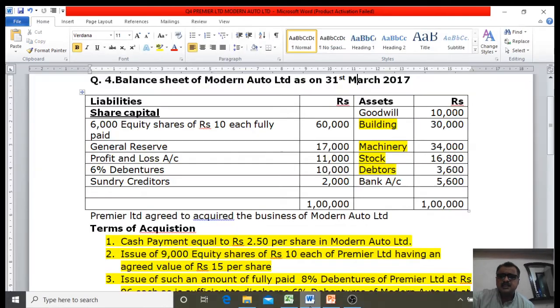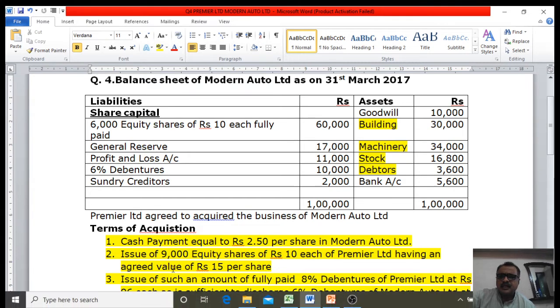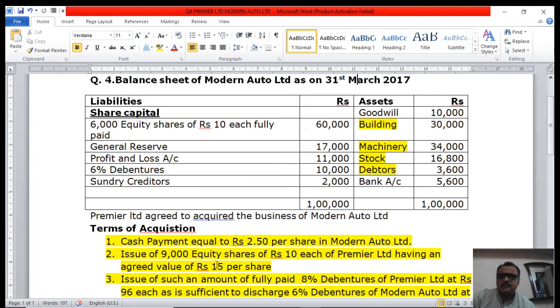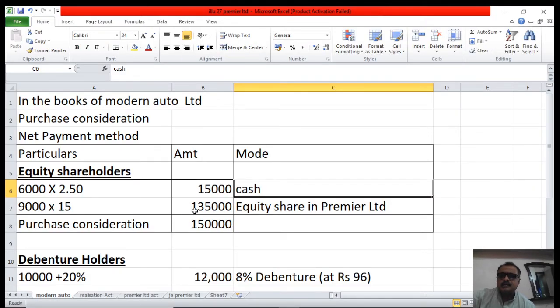Next information is issue of 9,000 equity shares of rupees 10 each of Premier Limited having an agreed value of rupees 15 per share. That means Premier Limited is giving 9,000 equity shares, but at rupees 15 per share. So 9,000 into 15 comes to 1,35,000, and this will be given in equity shares in Premier Limited. The total of this is the purchase consideration, that is 15,000 plus 1,35,000. So purchase consideration will be 1,50,000.